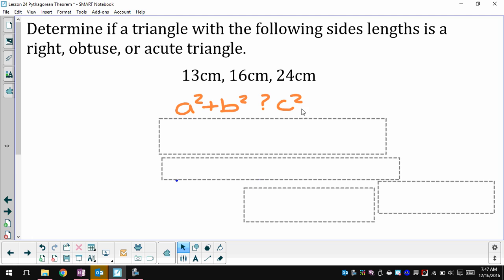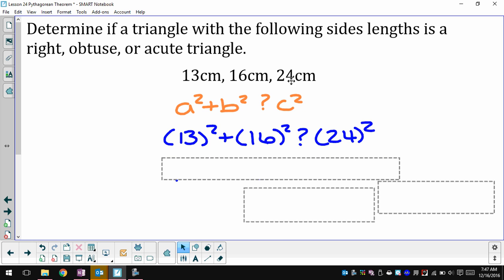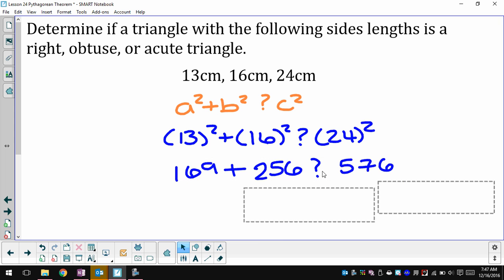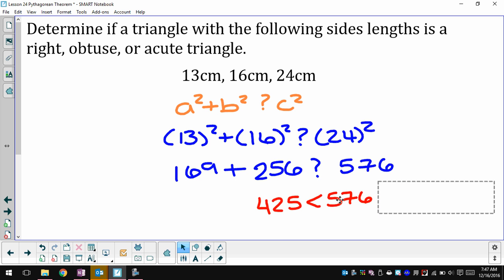So again, I'm using the Pythagorean Theorem with a question mark. We're trying to figure out what symbol belongs there. I make sure 24, the biggest side, is by itself. Square everything. And I find out here that c squared is the bigger side. Since c squared is the bigger side, it's an obtuse triangle. That means that one of the angles in the triangle is bigger than 90.